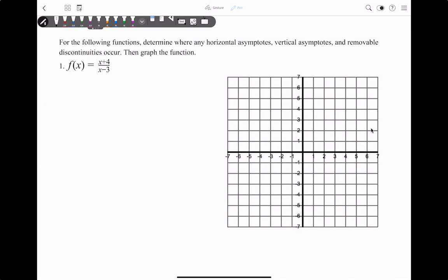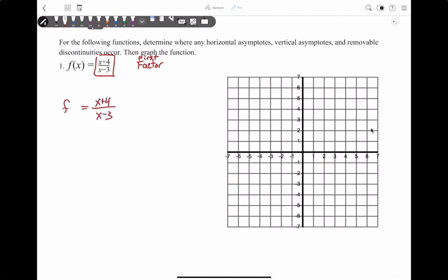So for the following functions, determine where any horizontal asymptotes, vertical asymptotes, removable discontinuities occur. Okay, so first step, factor. And these are in the pure rational form. So if I factor this, there's nothing to factor on top or bottom. It's still going to be the same. So x plus 4, x minus 3 is still the same.